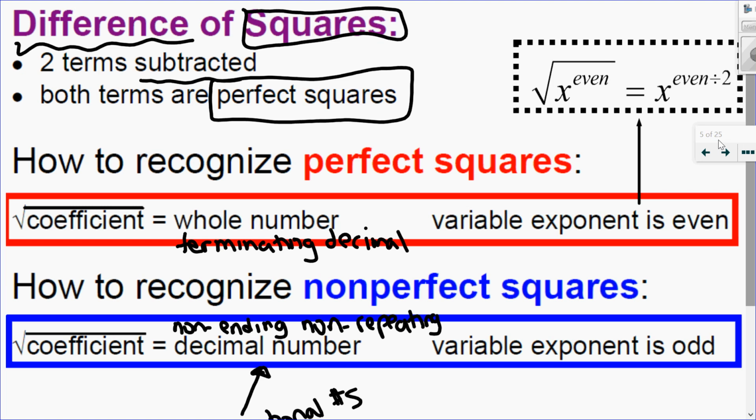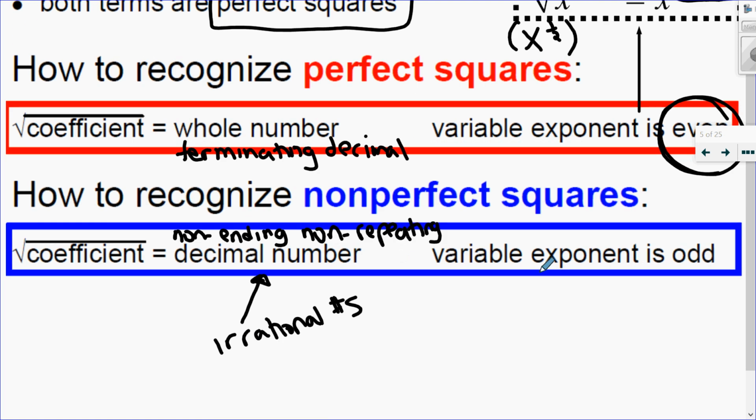When I take the square root of something, it's like raising it to the exponent of a half. So when I take the square root of something, that's like going x to the 1/2, raising the number or the root to the 1/2. Since that's the case, the square root of a variable is whatever your exponent is divided by 2. So perfect square variables are variables where the exponent is even. Non-perfect square variables have an exponent that is odd.